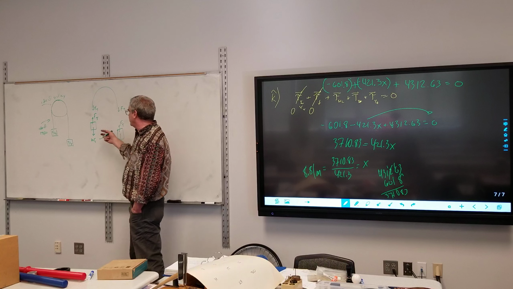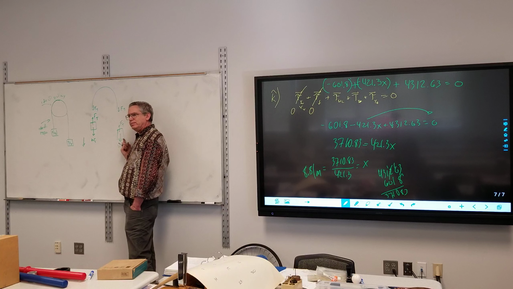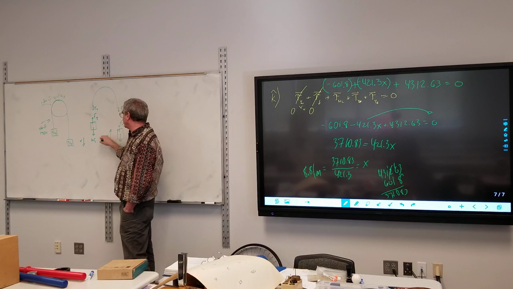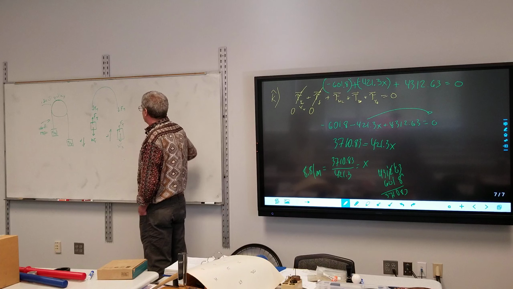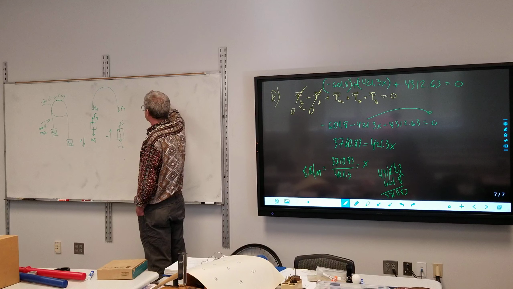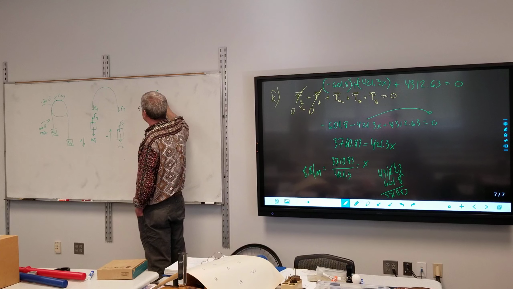Which way will this one accelerate? And this one? All right, so we'll establish those as our positive directions. So the equation of motion for this one, FT minus W3. Wait, say that again?